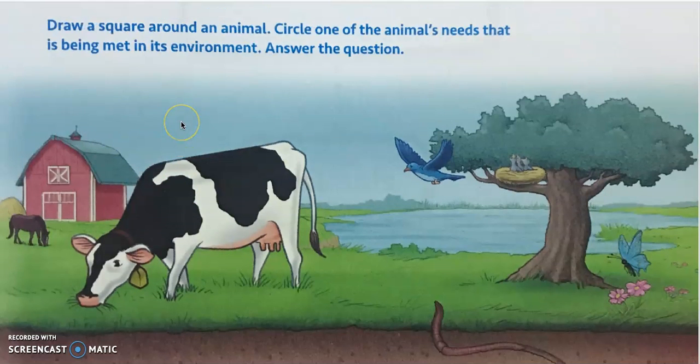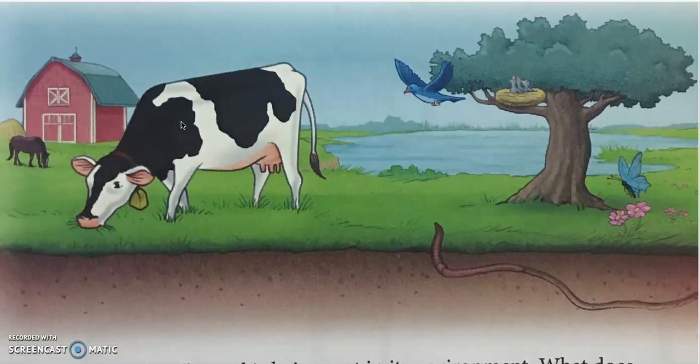Okay, so guys, let's talk about some living things that you see here. We have, I think that's a horse, and we have cows, we have birds with their nest. It's gotta be their shelter, yeah? And a butterfly, earthworm, and some flowers, grass, and non-living things will be the water and the barn, right?